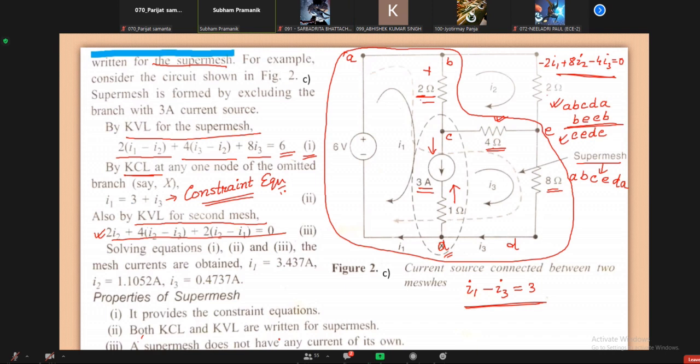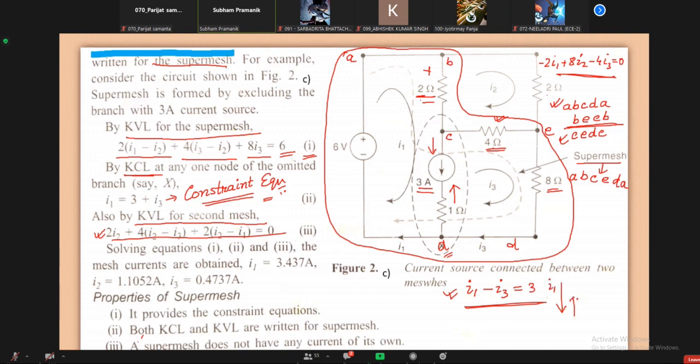That's basically a KCL. See, that has been written there, right? Applying KCL at any one node of the omitted branch, you can think in this way: a constraint equation. Just see the value of the current source, 3 ampere, then see how many currents are flowing through that branch. As we can spot, I1 is flowing downwards, I3 is flowing upwards, but the net current is shown downwards. Let me show you in this way. This is suppose I1.